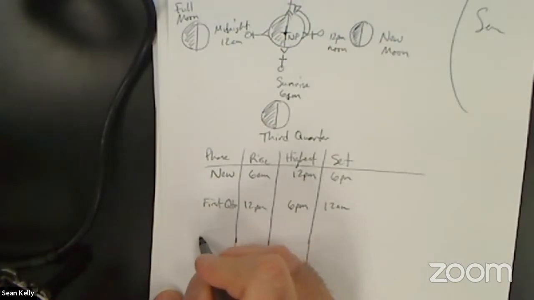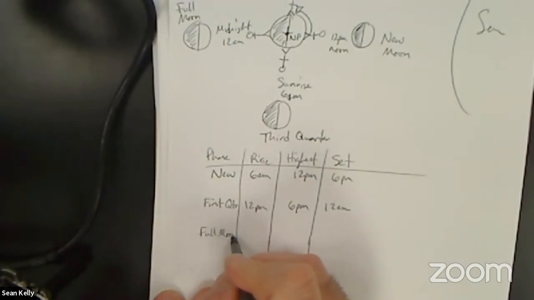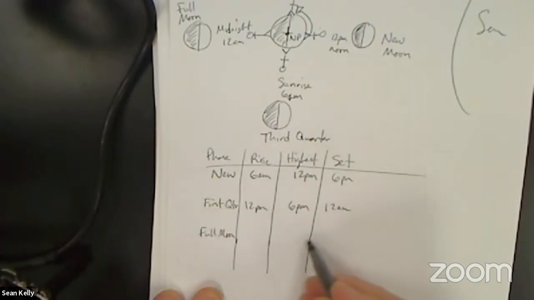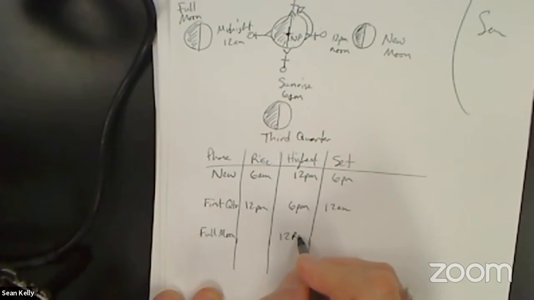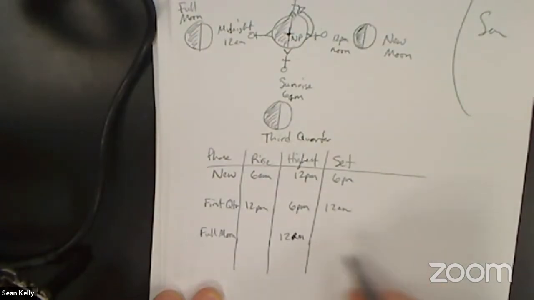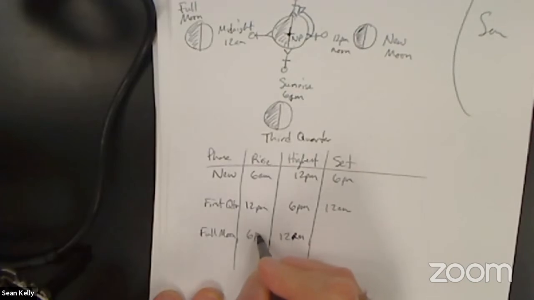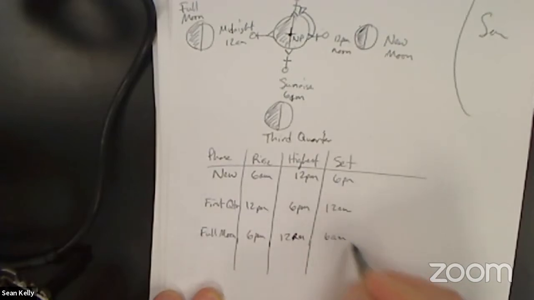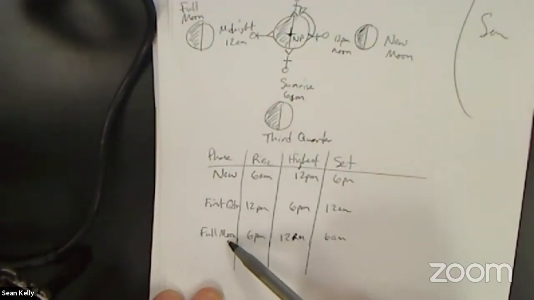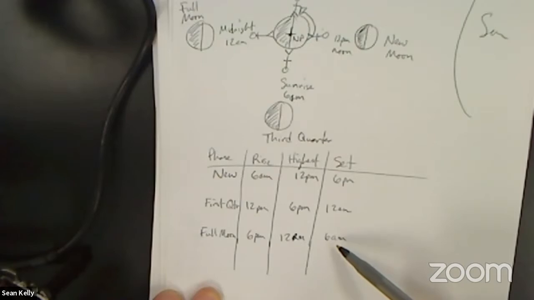I think my chart is going to need to grow just a little bit. Skip a little space. Next one is our full moon. And that would be highest overhead at 12 a.m., midnight, which means that it rises at about 6 p.m. and it sets at about 6 a.m. It's exactly the opposite of the sun. So one of the neat things about the full moon is it is opposite the sun. It is rising when the sun is setting, sunset. It is highest when the sun is nowhere to be seen at midnight. And it is setting when the sun is rising. Sunrise is what I'm going to have here.